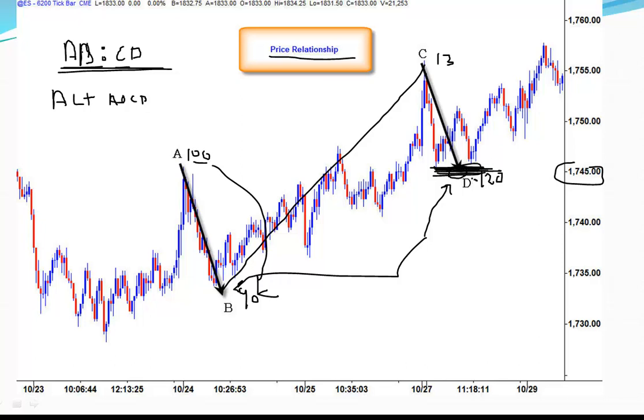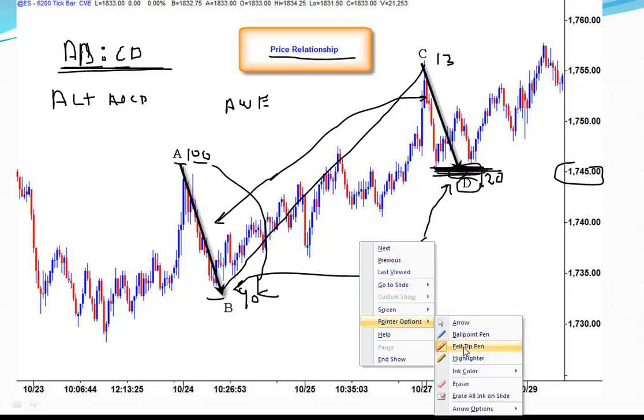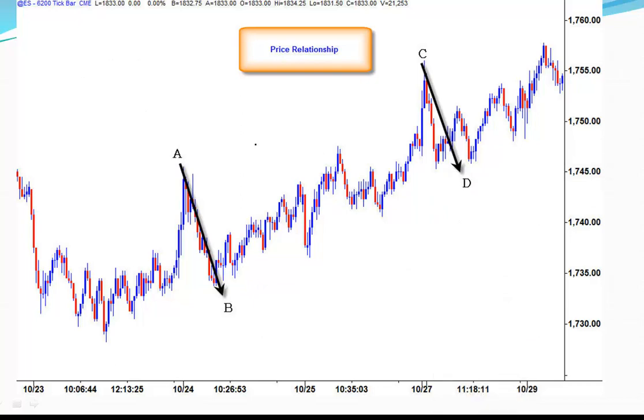So you have your A to B, C to D. You're looking for price relationships, equality between here and here. Also what we call an alternate wave equality. That's all it is. Alternate wave equality, where the market trades from high to low, from point A to point B, and then from C to D with roughly the same length. All right. Now, I got my dot there.